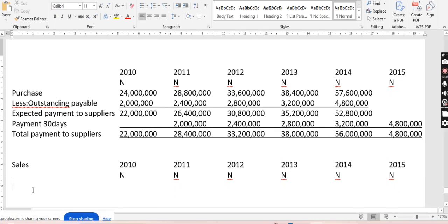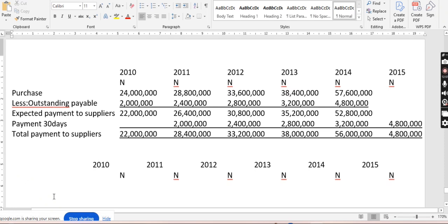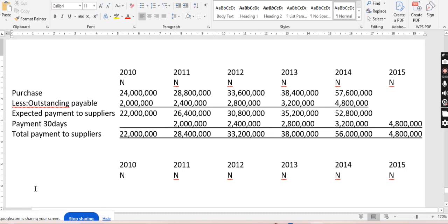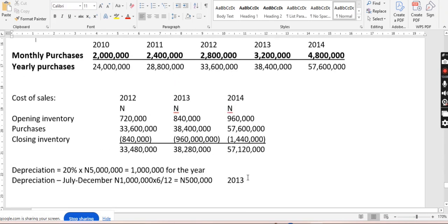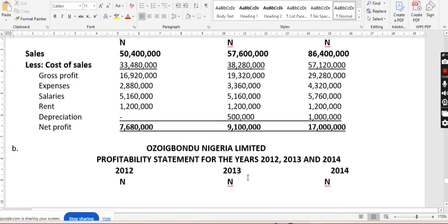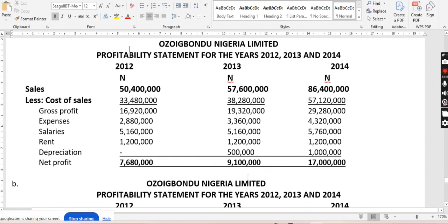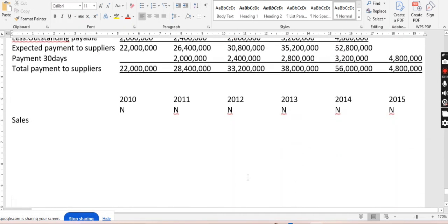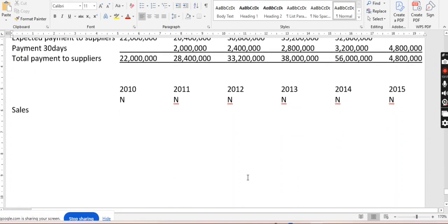Now, we need to establish, just like the way we did purchases, what is the total sales? What is the yearly sales? Multiply by 12. Let's get our yearly. I guess we've done that before, right? Okay, for 2010, multiply by 12.